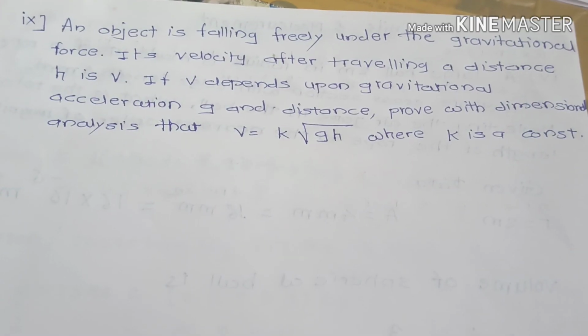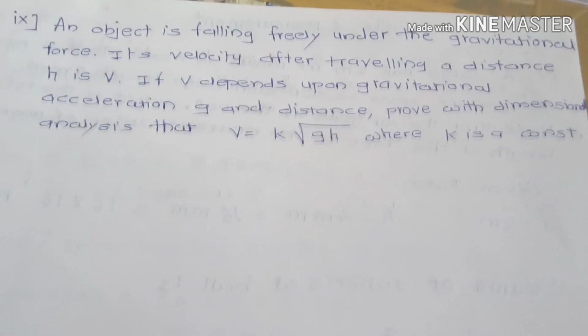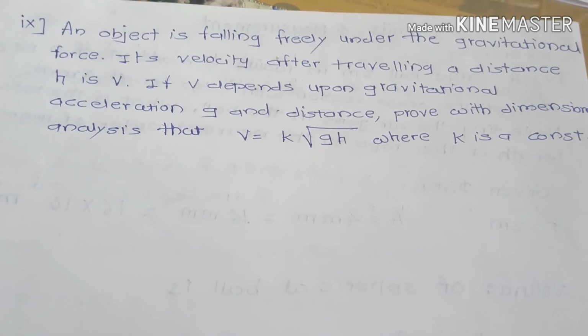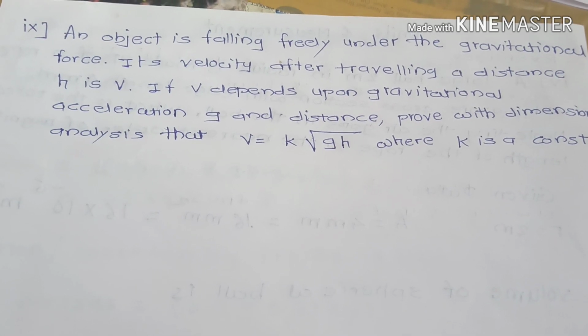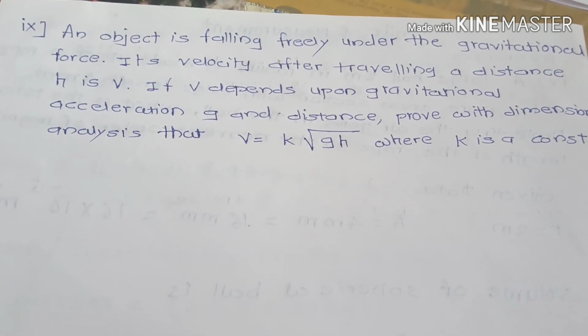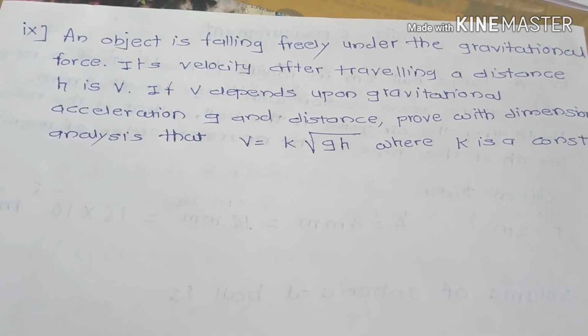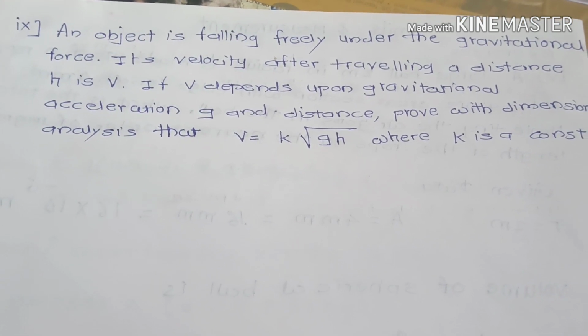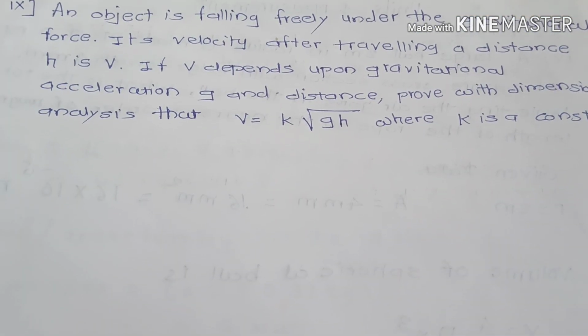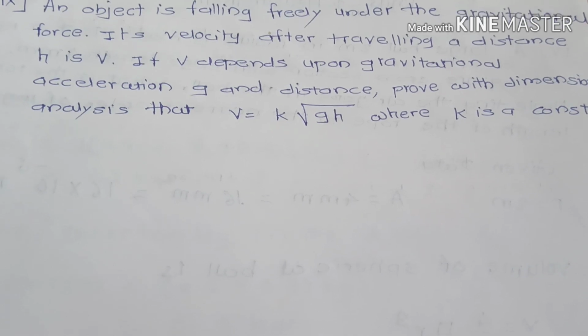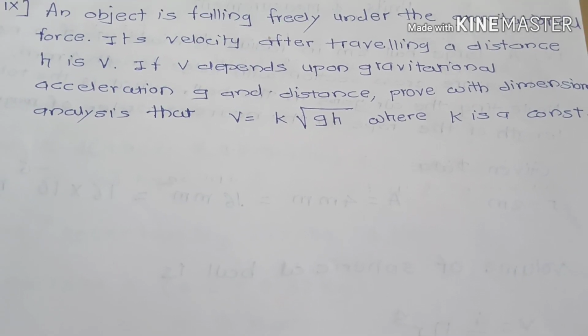Hello friends, now we have solved the next example, units and measurement topic. An object is falling freely under the gravitational force. Its velocity after traveling a distance h is v. If v depends upon gravitational acceleration g and distance h, prove with dimensional analysis that v is equal to k root gh, where k is a constant.